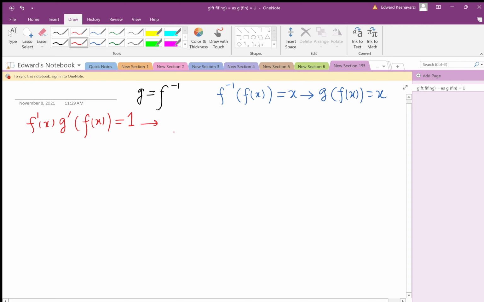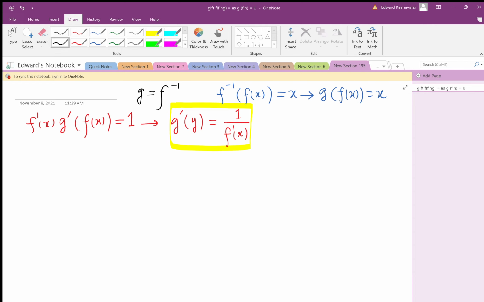Therefore, g prime of f of x, which is y actually, equals 1 over f prime x. This is known as the formula of derivative of inverse function. Now I'm going to give you an example to see how it works. So just letting you know that x and y lie on the graph of y equals f of x.